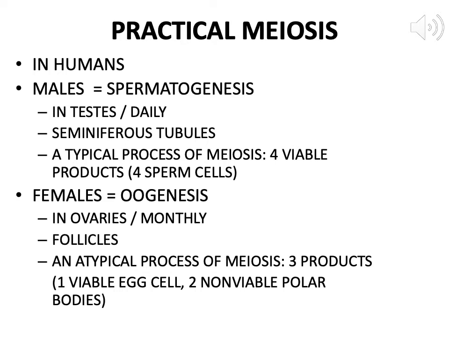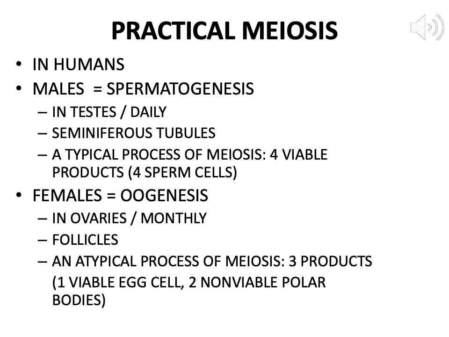Inside of the testes are some very, very tiny tubes called seminiferous tubules, and those seminiferous tubules contain the diploid cells that will produce the haploid sperm cells. Now, in males, it is a typical process of meiosis. In other words, the process will resemble the process that we just looked at. It will result in 4 viable or functional products for sperm cells.